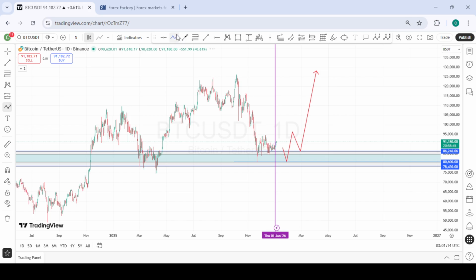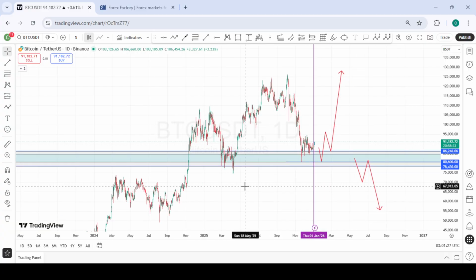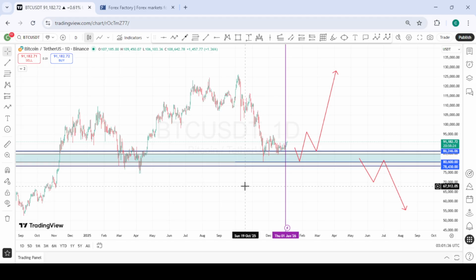Should price break below, or should we get a monthly candle break below these structures here, or a 3-month candle break below, then we're looking out for possible retests and look for some downside opportunities. But until then, we are still very bullish on the crypto market. So look out for these bullish opportunities on BTC.